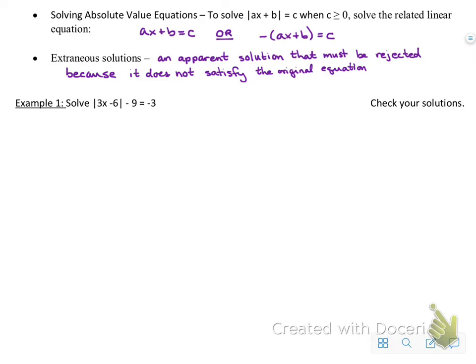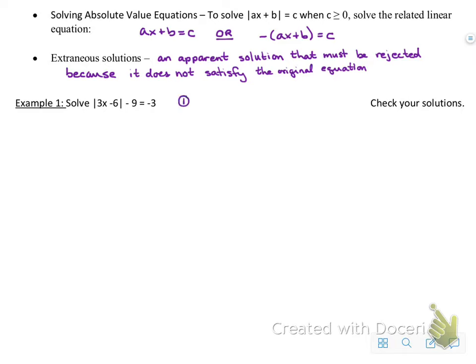So we're going to solve the absolute value of 3x minus 6, minus 9 equals negative 3. Now remember, you cannot distribute anything into an absolute value, ever. Never, ever, ever. You can also not take anything out, unless it is by itself and you're splitting it up to solve. For example, right here, my step 1 is to isolate the absolute value.